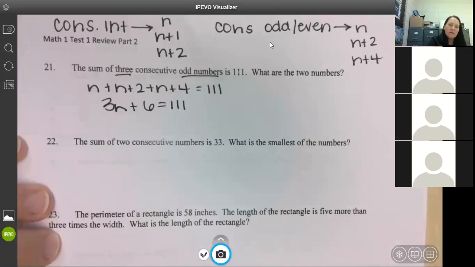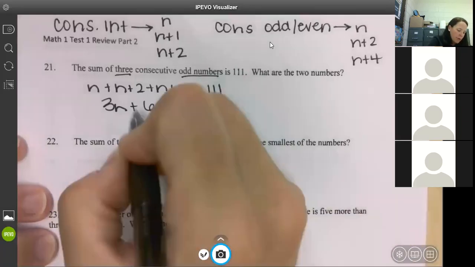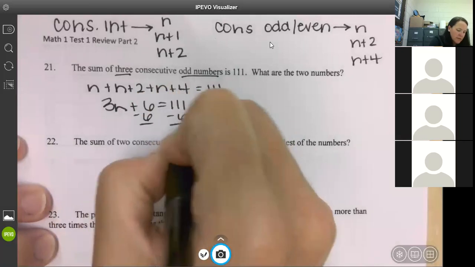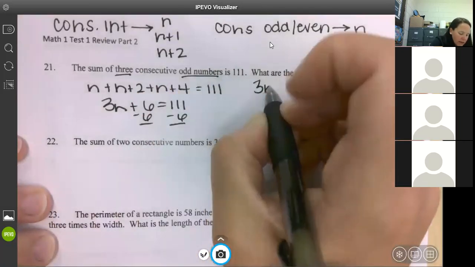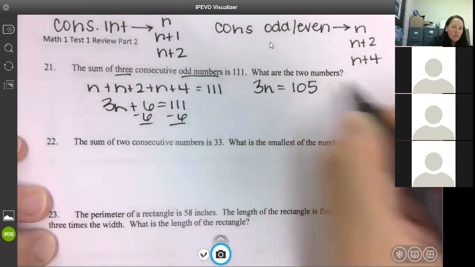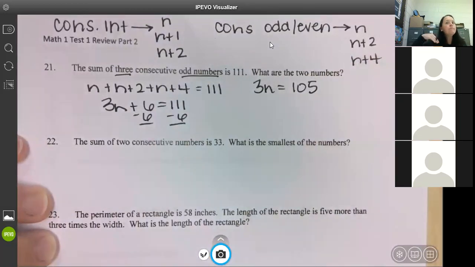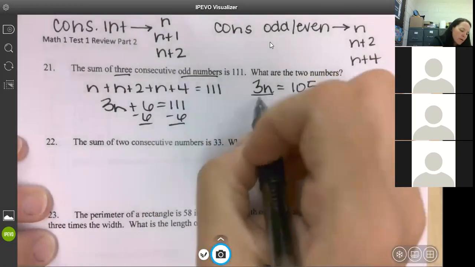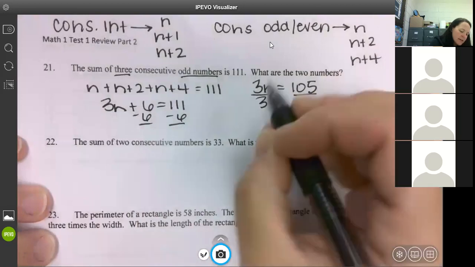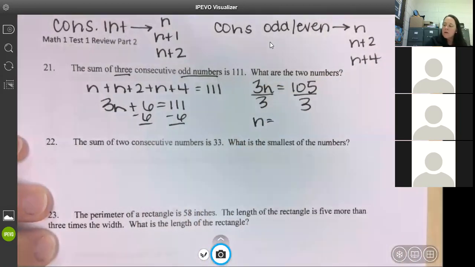Somebody else, how do we solve? Subtract the 6. Perfect. Subtract 6. We get 3n equals 105. How do I solve? Divide by 3. Now realize what it says when I get this answer. n equals 105 divided by 3, 35. Thank you.